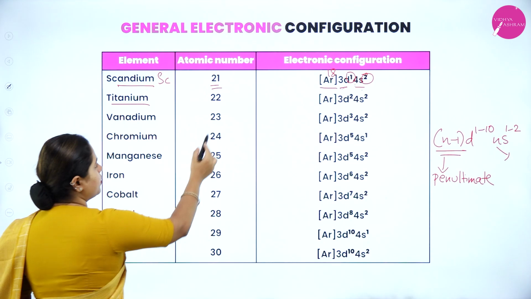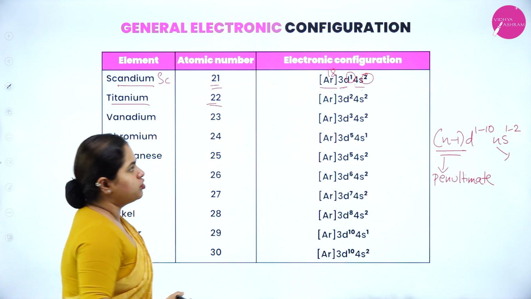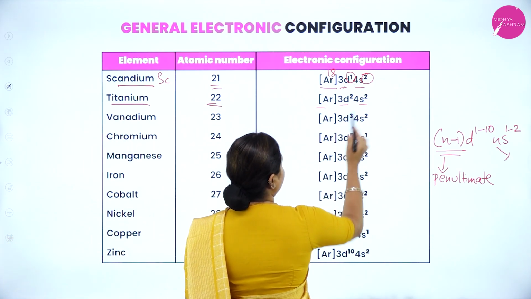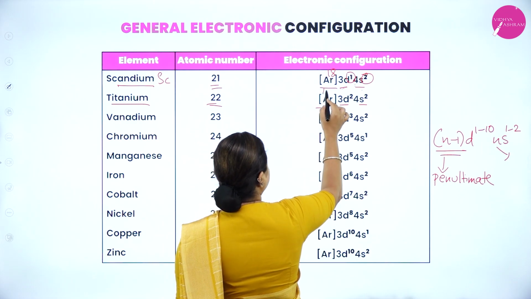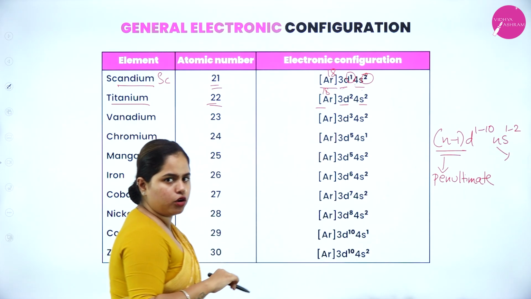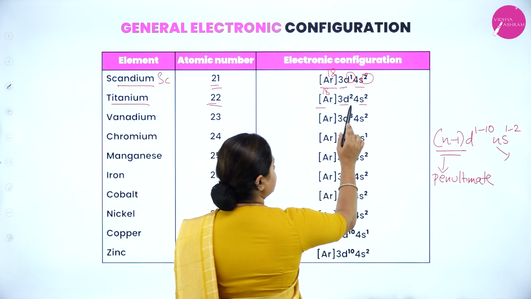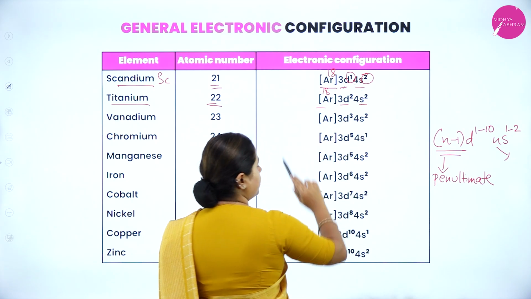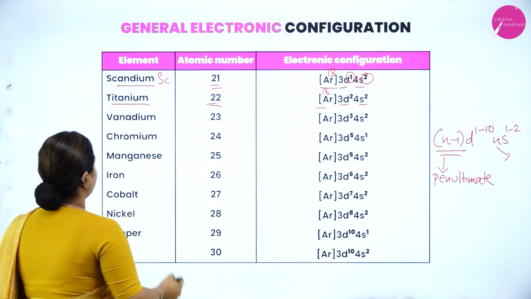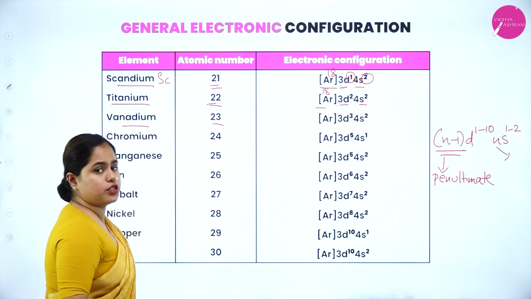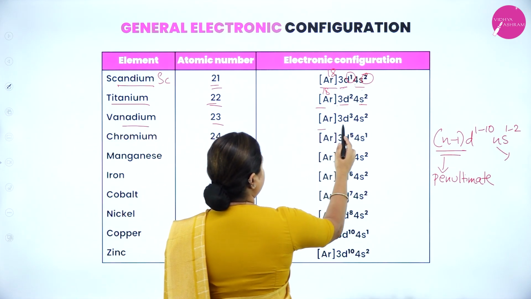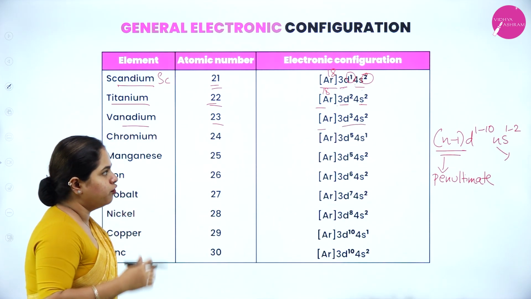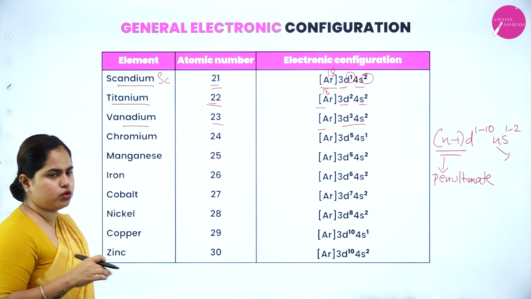Coming on to titanium, the atomic number is 22. So you have argon 3d2 4s2. So till argon the atomic number is 18. 18 electrons are already filled. 19, 20 will go to 4s. 21, 22 will be here in 3d. Now coming on to vanadium, atomic number is 23. Argon 3d3 and 4s2. Right, 4s2 will be filled first, then it will come to 3d3.